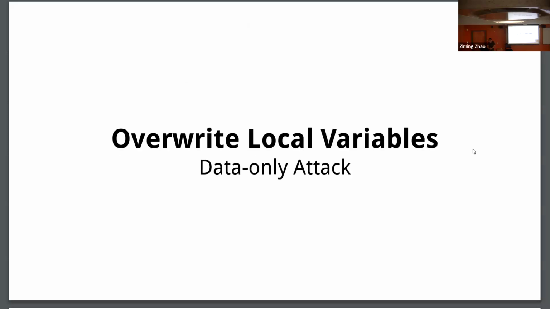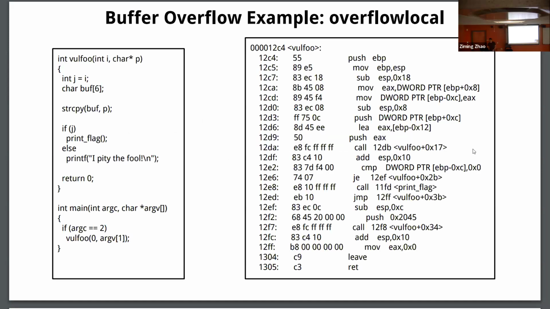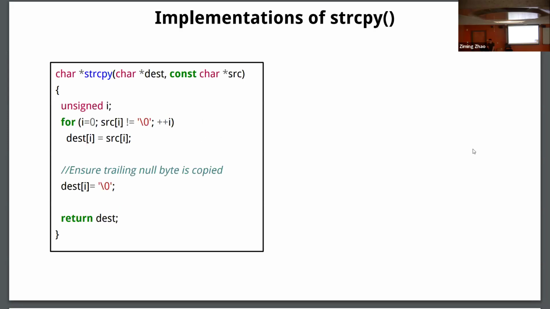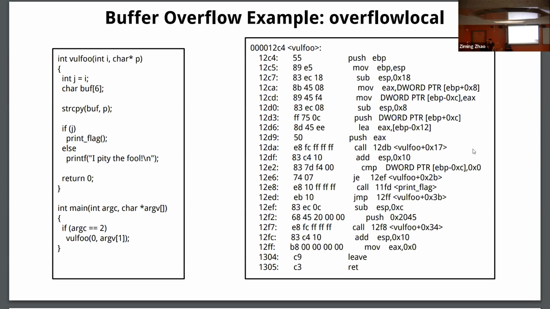Okay, finally, I think we get the background knowledge out of the way. Finally, we're doing some hacking. So this will be our very first hacking. We are going to overwrite some local variables. The challenge is called Overflow local 1 on our platform. Forgot to put 1 there.